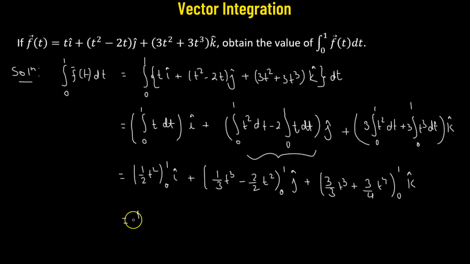So that will be equal to half. Let's use the limits. We have half multiplied by t squared. We'll use the upper limit, so that will be 1 squared minus the lower limit 0 squared. So we have 1 minus 0. This is our x component.